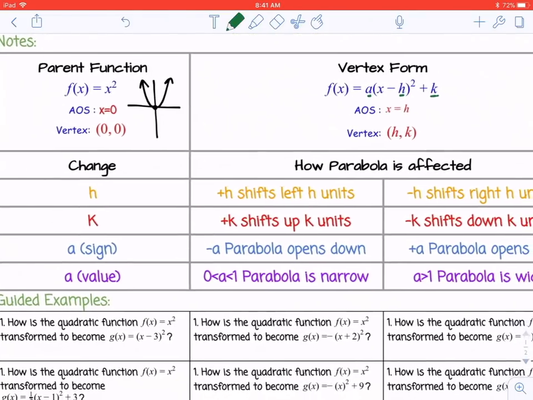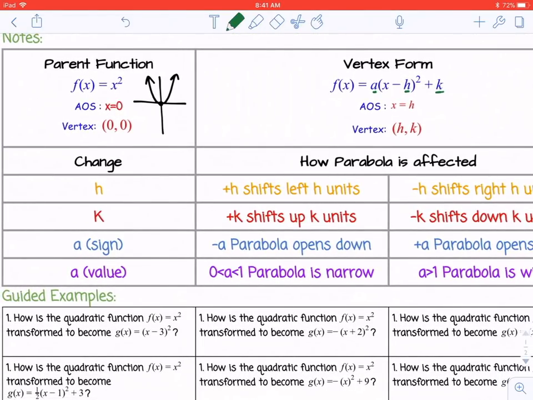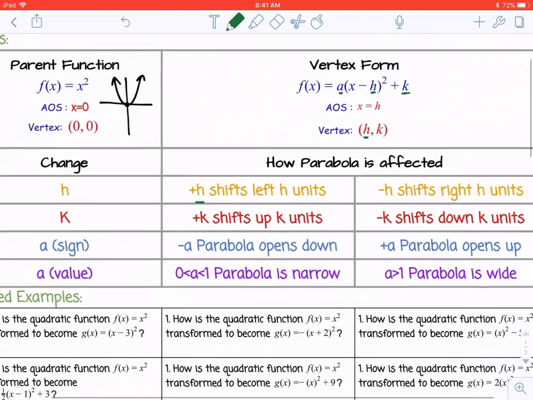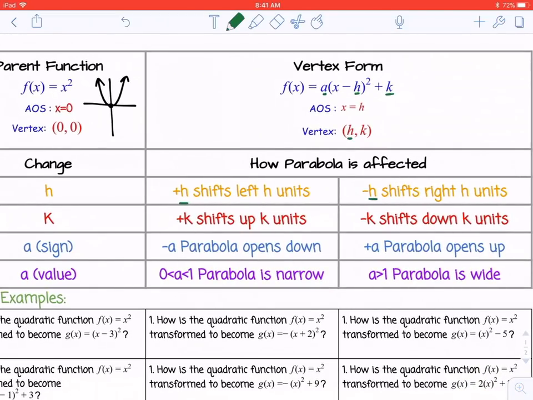So H changes the graph. That's the x of our vertex, notice. If it shifts left, it's a positive value in that parentheses, and you go left that many units. It goes right if it's a negative H, and you go that many units. We'll look at some examples of what that looks like in a minute. For K, notice that's the y value of your vertex. So that makes our graph shift up if K is positive, and down if K is negative.